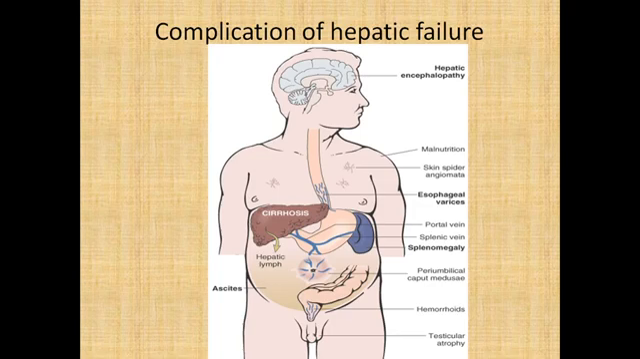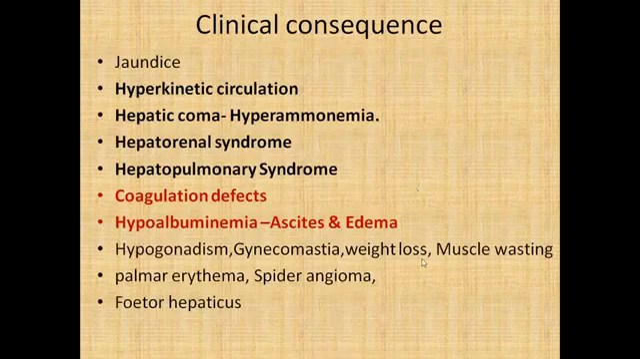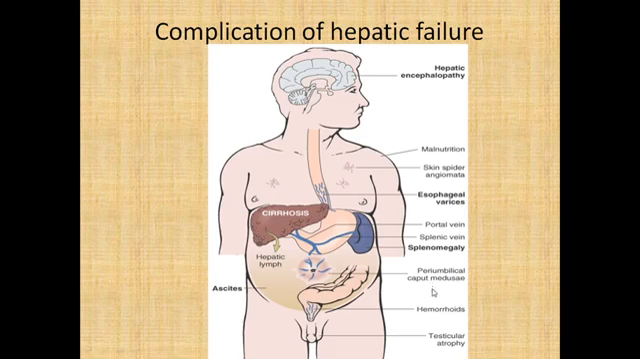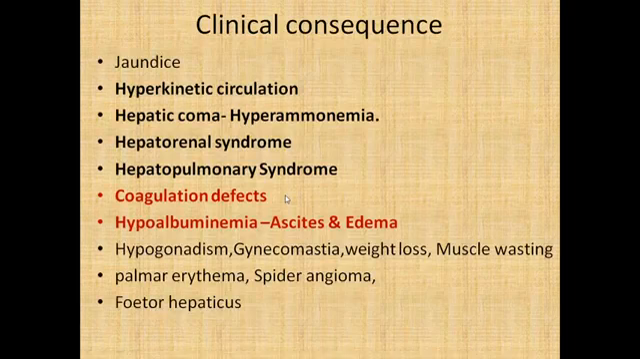What are the complications of hepatic failure? If you know what the functions of the liver are, then you can imagine what the complications of hepatic failure can be. These are the complications: hepatic encephalopathy, malnutrition, skin spiders or angiomas, splenomegaly, periumbilical caput medusae, hemorrhoids, testicular atrophy, and ascites. We will discuss all of this.